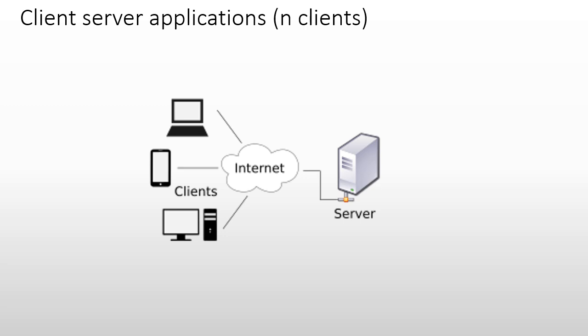Client-server applications, N client model: one server sitting on the right side and all the clients connecting over the internet. Here we depicted that a client can be running on a laptop, on a mobile, or on a desktop, but it will connect to the server and communicate the data back and forth.